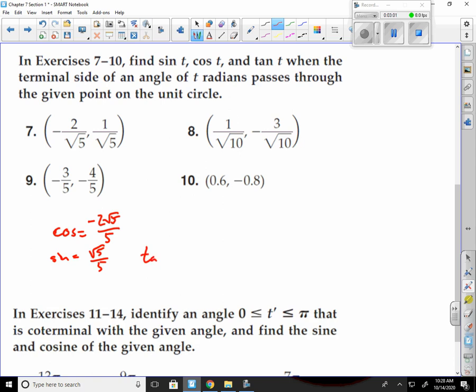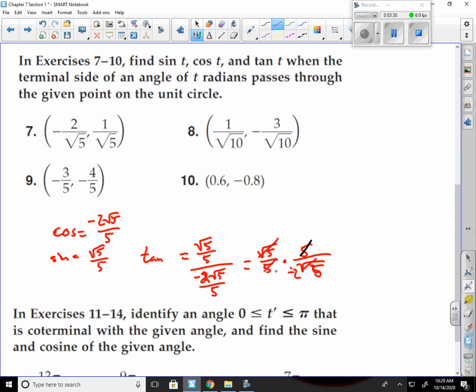Whenever we find the tangent, sine over the cosine. So we have root 5 over 5 over negative 2 root 5 over 5. Solve that, we flip it and multiply. Root 5 over 5 times 5 over negative 2 root 5. Wow. Those roots cancel. The 5s cancel.